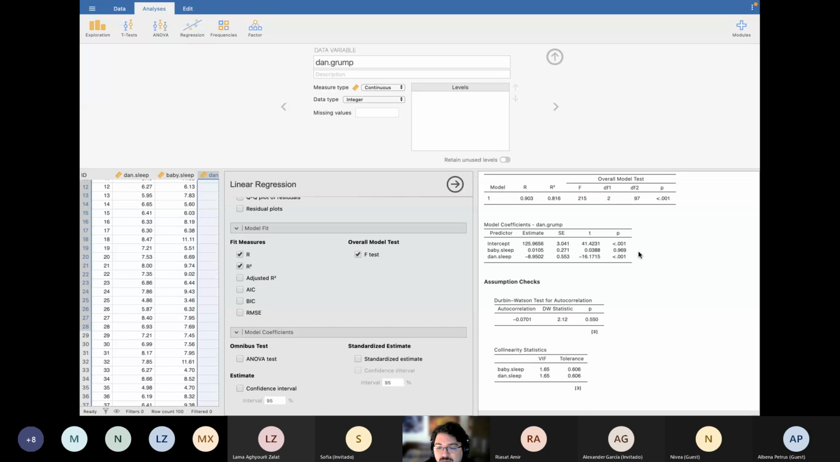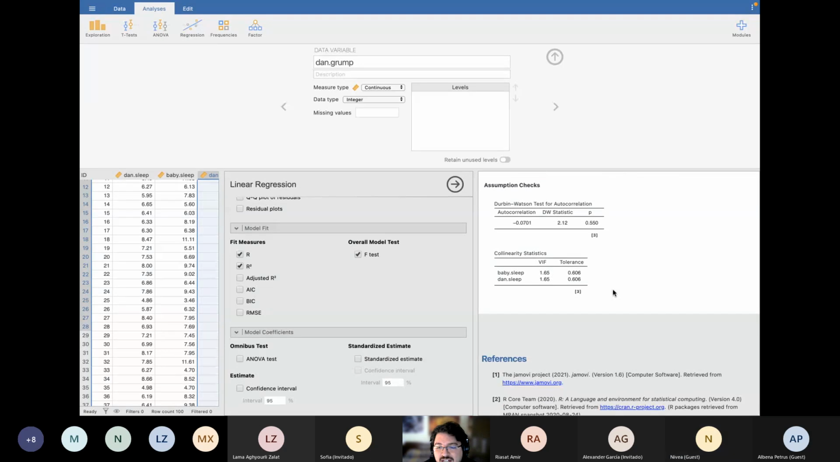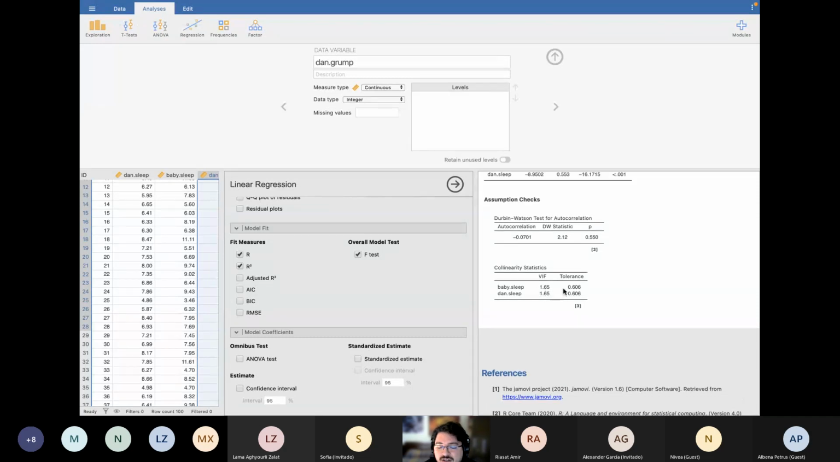Probably we have a problem of collinearity. You can see in the collinearity statistics that you created that table. There is moderate correlation between baby sleep and Dan sleep. You see that in the VIF column. It's the same value for both, because it's the value relative to one another. It's 1.65, which is moderate.